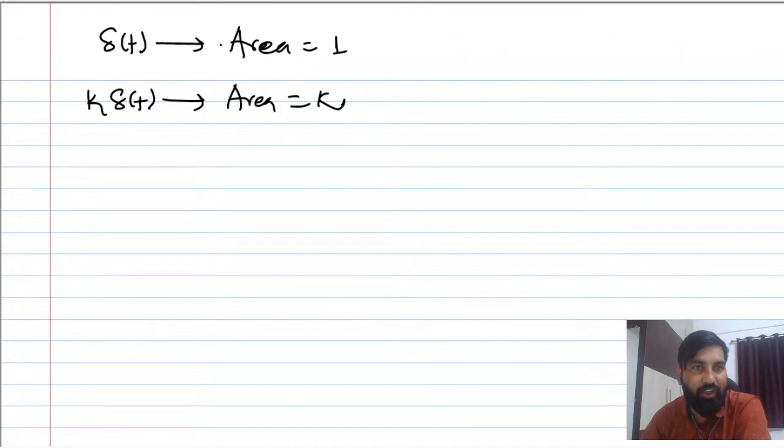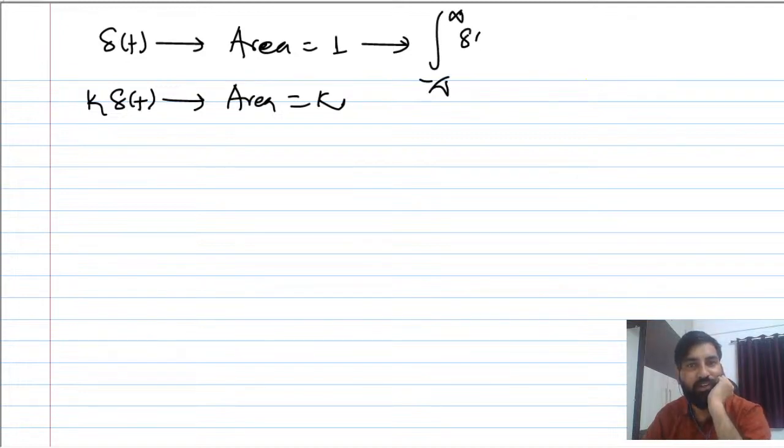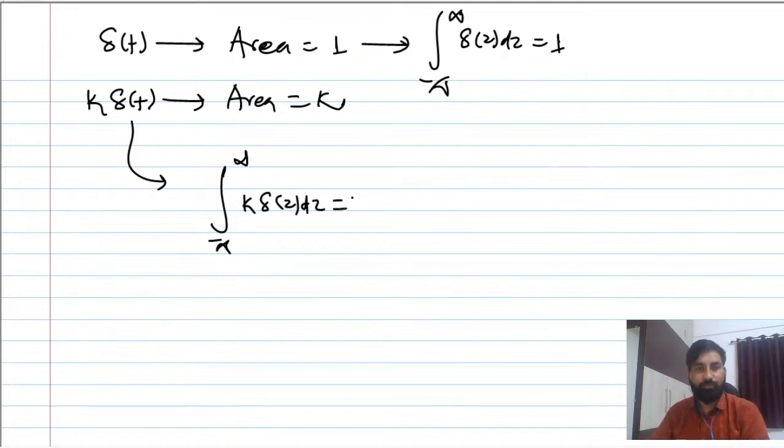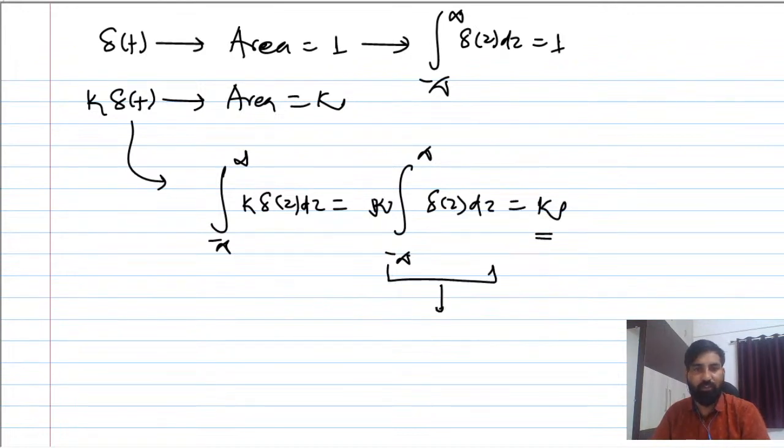So delta of t equal to what? If somebody is asking what is the area of delta of t, how to find the area of anything? Area is going to be evaluated using the integral of delta tau d tau, which is 1. If you apply the area concept here, integration from minus infinity to infinity, k times delta tau d tau equal to what? You can take k common because k is a constant here, so it is written as k times integral of delta tau d tau, which equals k only, because the integral will give you 1.